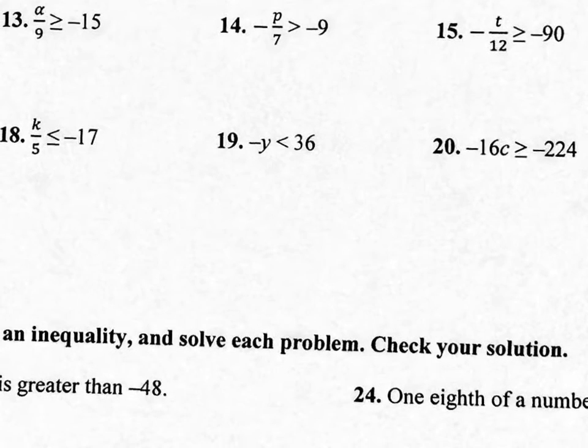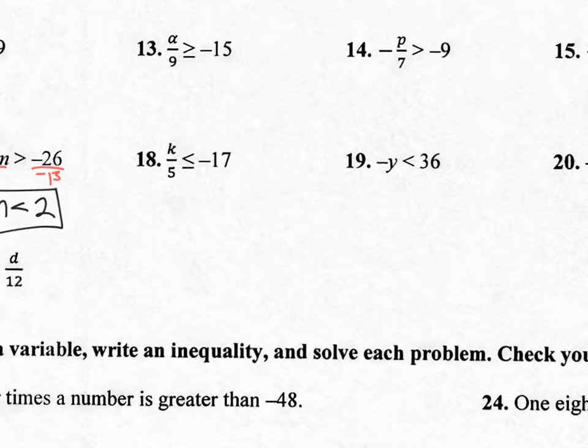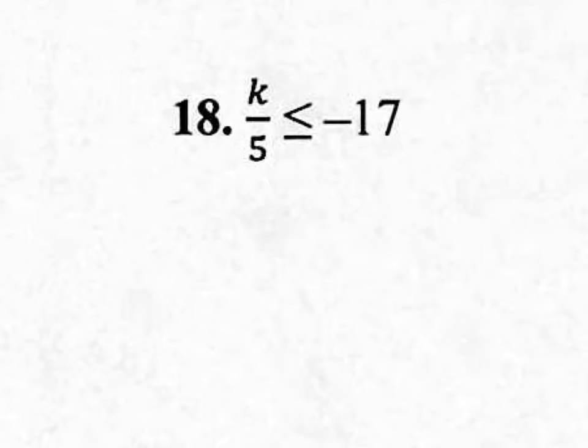Which one? 18? Sure, why not? So you want to get k by itself. You don't want this divided by 5. So what are you going to do? You're going to multiply by 5. Put that multiplication up on the numerator, because when you have a 5 up on top and a 5 on the bottom, they really do cancel out. Now what you do to one side, you have to do to the other side. So you're going to multiply over here by 5.